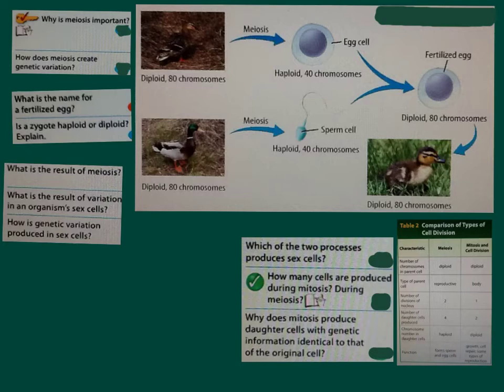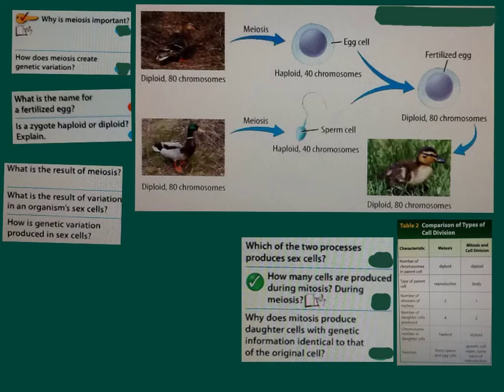Why is meiosis important? Meiosis forms sex cells with the correct haploid number of chromosomes. This maintains the correct diploid number of chromosomes in organisms when sex cells join. Meiosis also creates genetic variation by producing haploid cells. Okay, so why is meiosis important? You need to understand that meiosis makes it possible to maintain the diploid number of chromosomes in organisms' body cells. It's also creating genetic variations within the species.